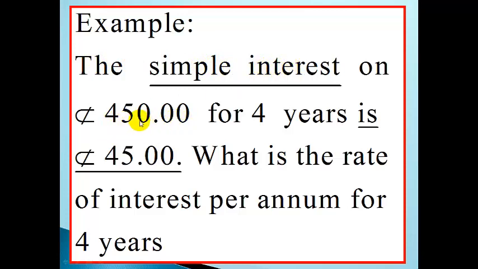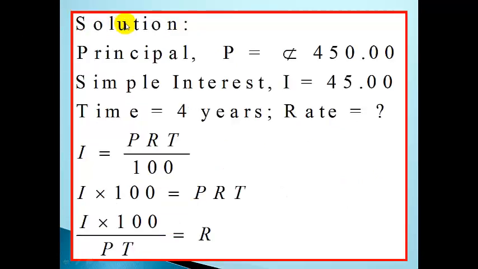That means that 450 cedis is the principal. Because from the question, we have it that the simple interest on 450 cedis for 4 years is 45 cedis. That means that the simple interest is 45 cedis and the principal is 450 cedis and the time is 4 years. Now, from the question, we are asked to find the rate of interest per annum for 4 years. Now, let's look at the solution.